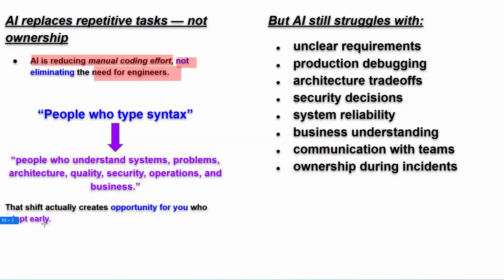Okay, so what will happen? People who only type syntax are shifting toward people who understand systems, who are able to resolve problems, with architectural thinking, quality, security, operations, business. This will be a transition period with the help of AI. Clear? Understood?